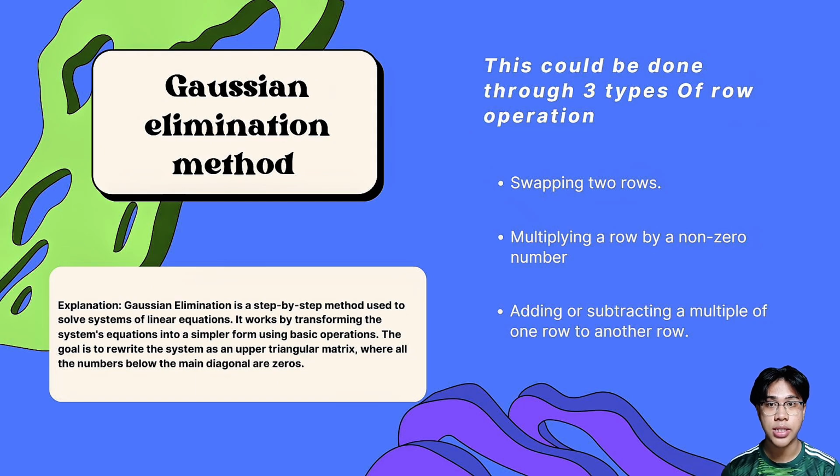The goal is to rewrite the system as an upper triangular matrix where all the numbers below the main diagonal are zeros. This will be done through three types of row operations: swapping two rows, multiplying a row by a non-zero number, and lastly, adding or subtracting a multiple of one row to another row.